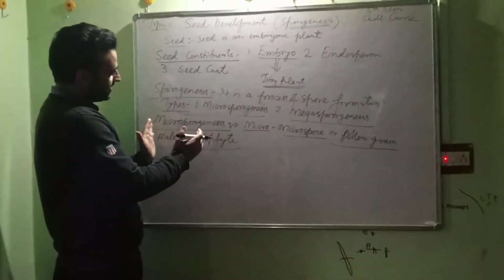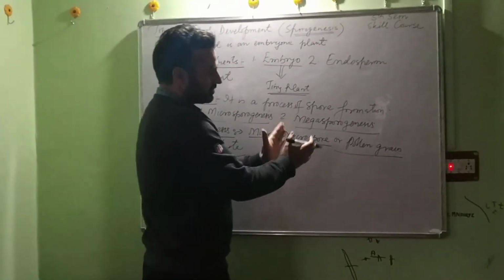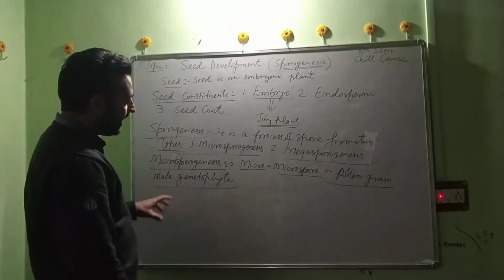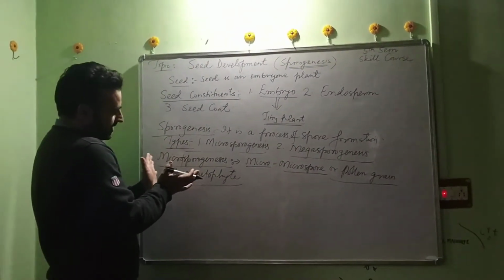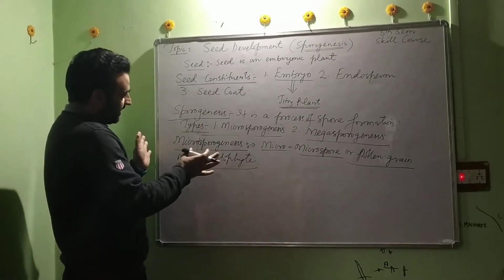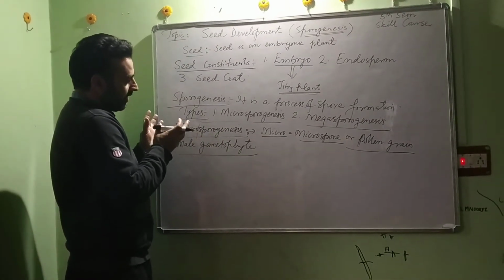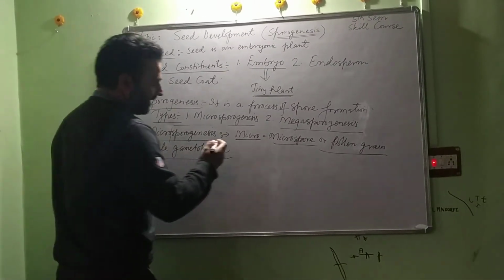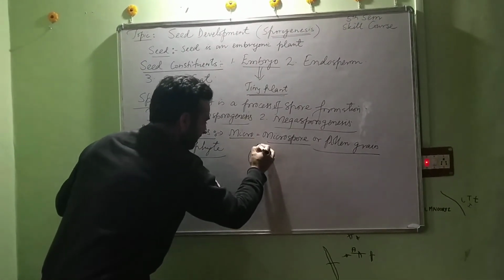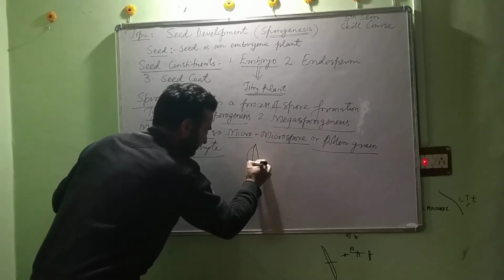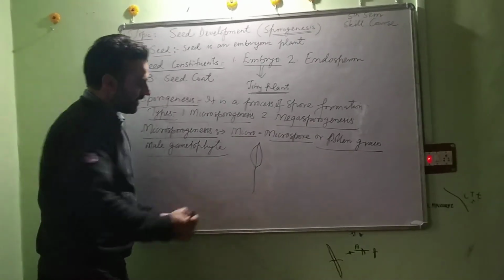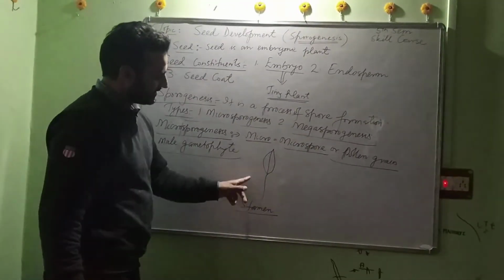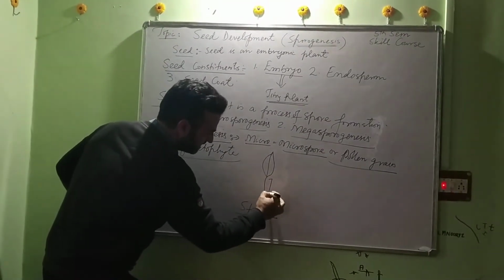In this process, we will see how these microspores, pollen grains, or male gametophytes are developed. In order to understand the complete process of microsporogenesis, how the formation of microspores or pollen grains takes place, we must understand the structure of the anther. This is the stamen, the complete structure. In this stamen, I will label its components.